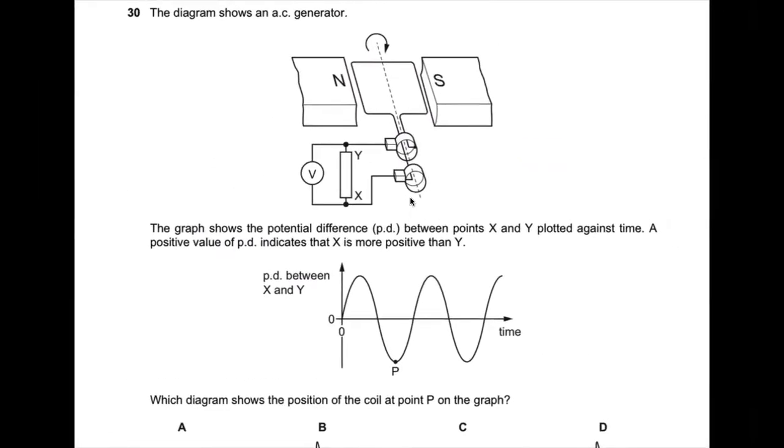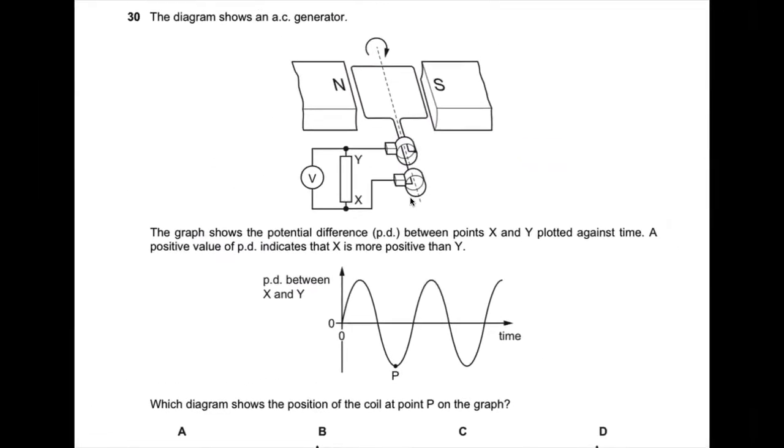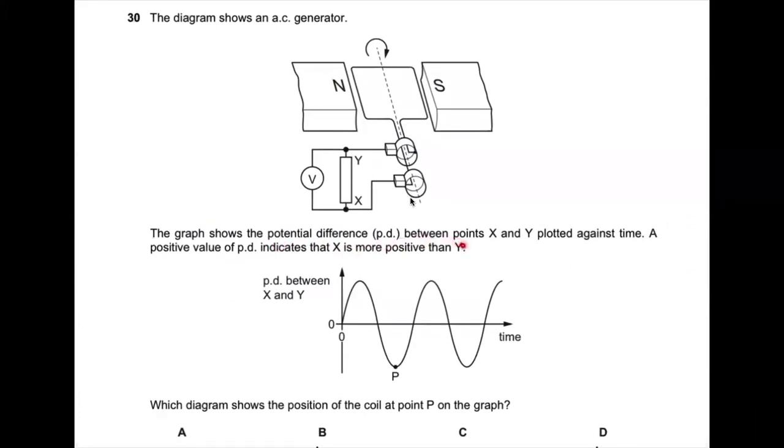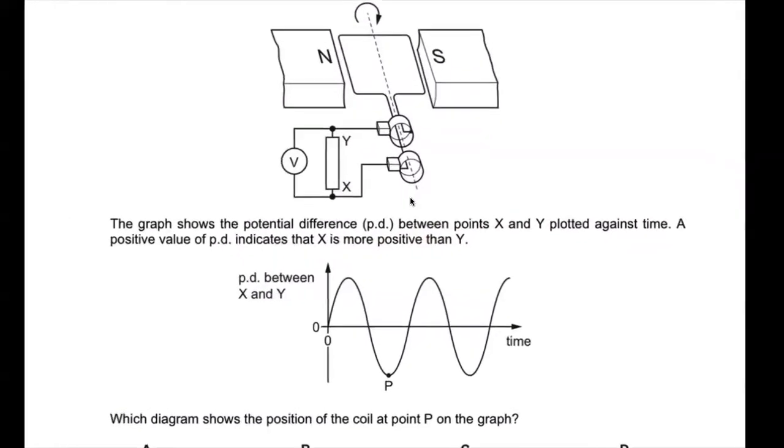All right, the next one the examiner asks is question number 30. As you can see, it is related to an AC generator. It shows you an AC generator and the graph of potential difference versus time. A positive value of PD indicates that X is more positive than Y. X is this ring and Y is this ring.